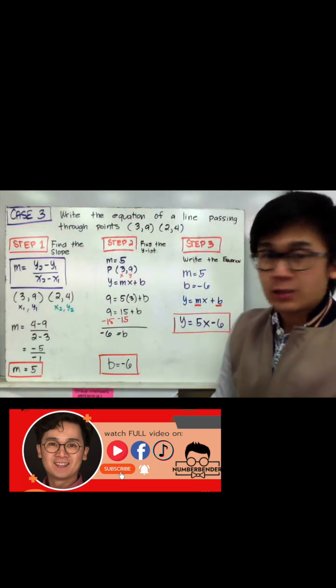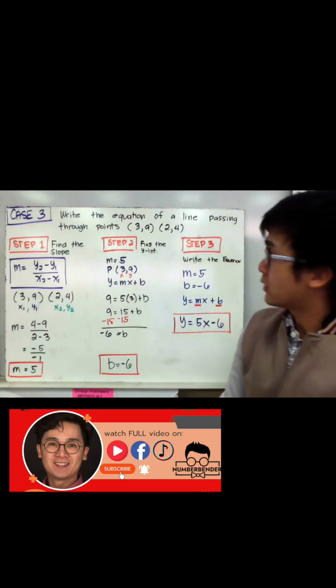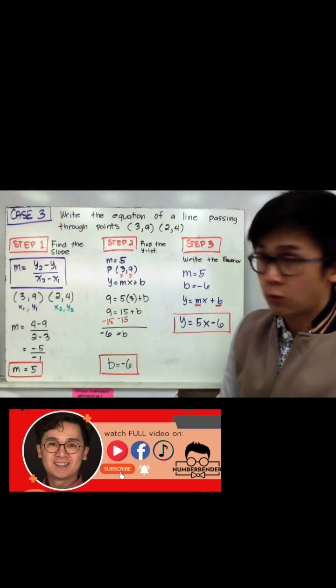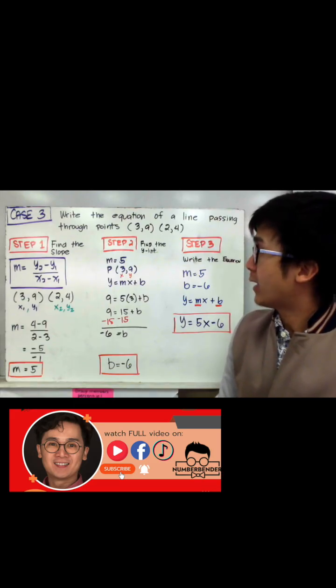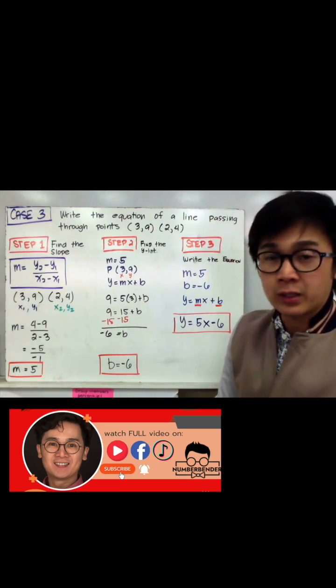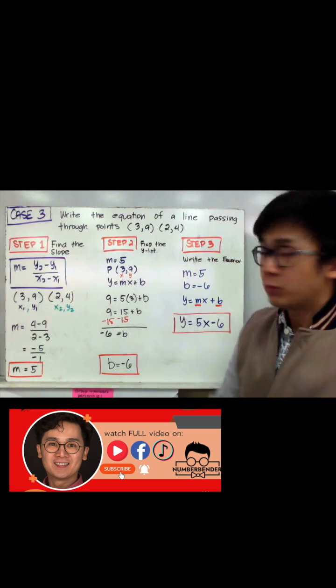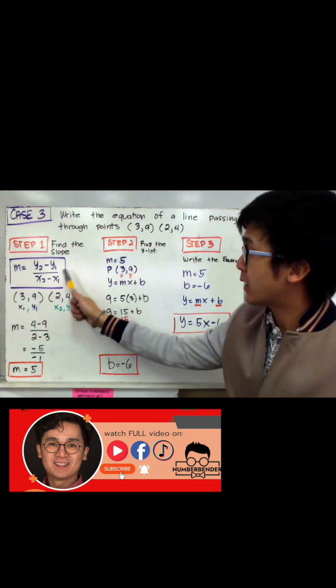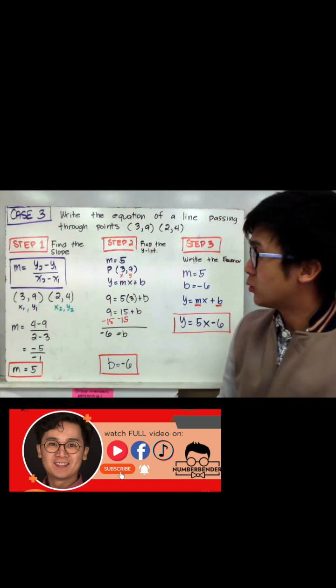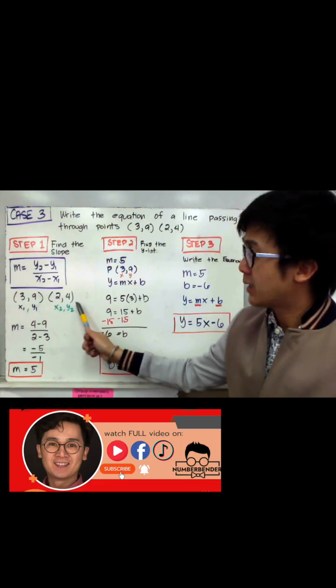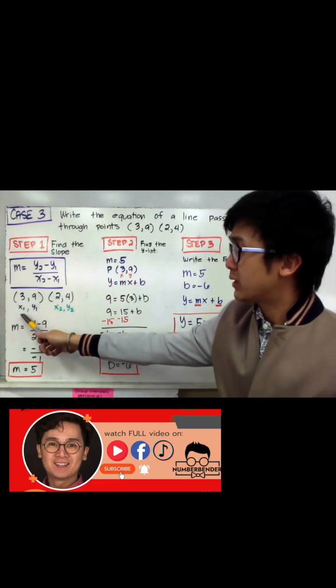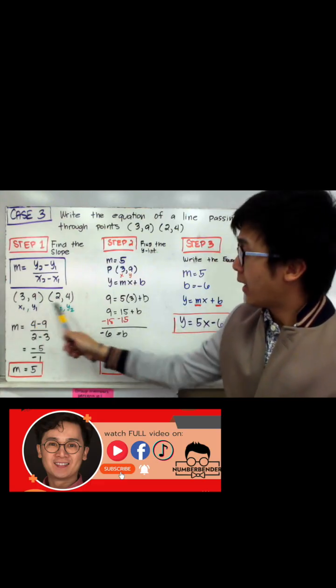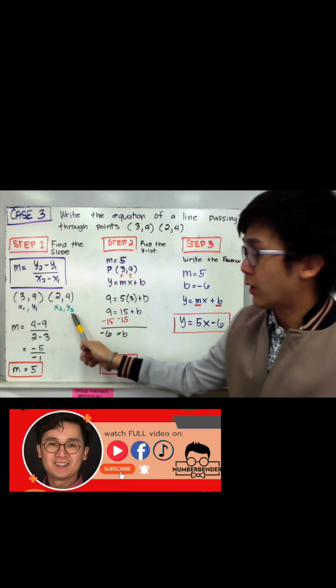Now for this case, we have to write the equation of a line that's passing through points (3, 9) and (2, 4). The first step in case number 3 is to find the slope of the given line, because now that we have the 2 points, we can easily find the slope by using the slope formula: y sub 2 minus y sub 1 all over x sub 2 minus x sub 1. By labeling our 2 points, the first point will be our first set of x and y, and the second point will have x sub 2 and y sub 2.